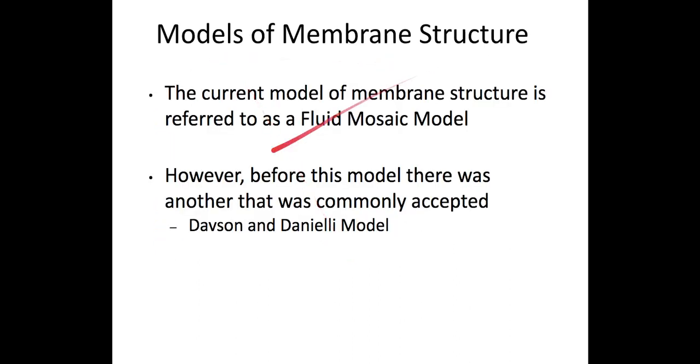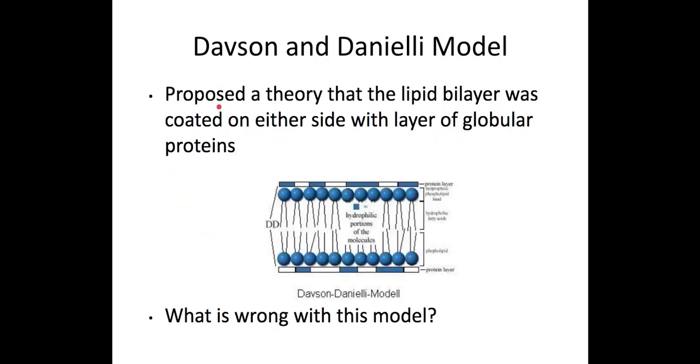Models of the membrane structure. So the current model of the membrane structure is referred to as the fluid mosaic model. However, before use of this model was modernized, there was another model that was commonly accepted by scientists and researchers alike, and this was known as the Davson-Danielli model. So, the Davson-Danielli model was a proposed theory that the lipid bilayer was coated on either side with a layer of globular proteins in the cell membrane. However, there were several issues with this actual model.